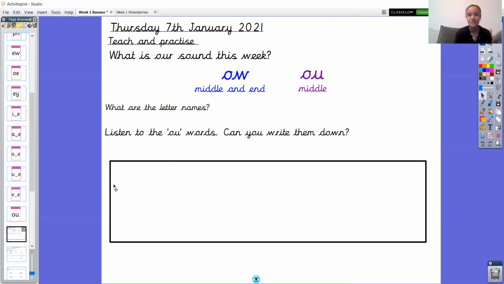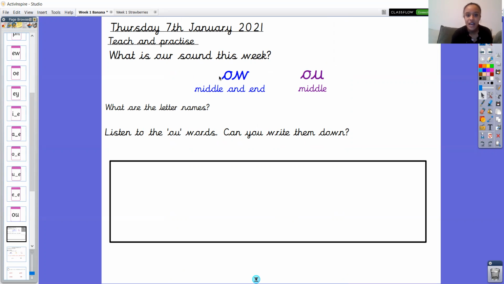So like I just said, we talked about the new O-U spelling pattern that makes the ow sound. And we talked about how this one, the one we learned in reception, the one that we know best, comes in the middle and at the end of the word. So it's a bit of a tricky one. But this one here, the O-U, always comes, or most of the time, comes in the middle of the word.